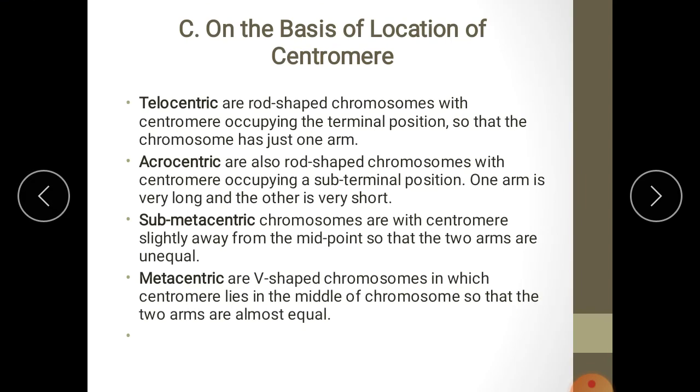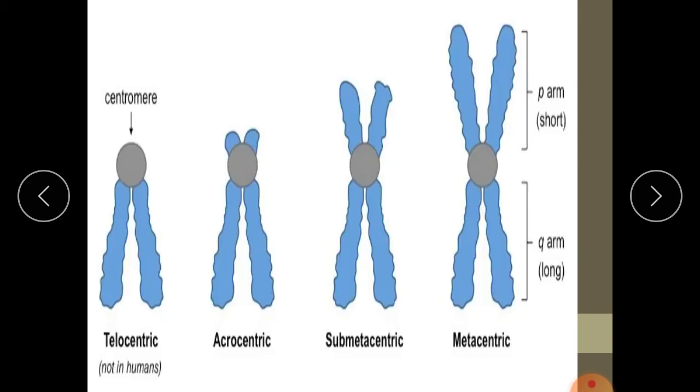Next, submetacentric chromosomes. These are with the centromere slightly away from the midpoint so that the two arms are unequal. This is submetacentric. The centromere is not exactly at the center, just slightly away from the center. So this is called submetacentric.